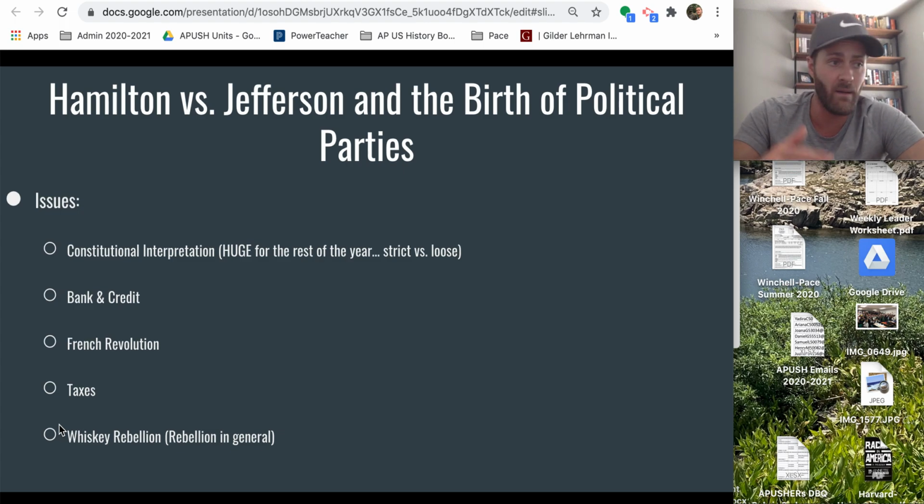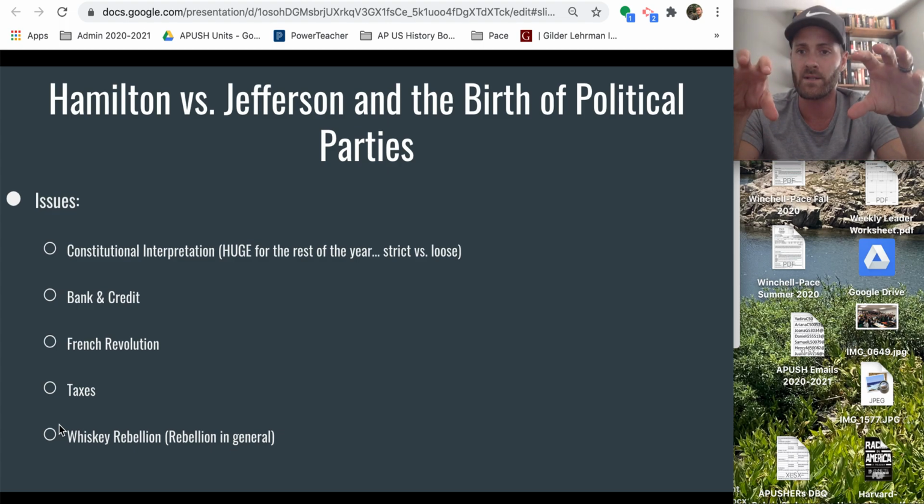You look at the United States today, we have two main parties, some other little parties running around. Little parties are just as fun as big parties sometimes, depends on who you're partying with. But moral of the story, Hamilton and Jefferson are both very influential in creating the two-party system that we see today.